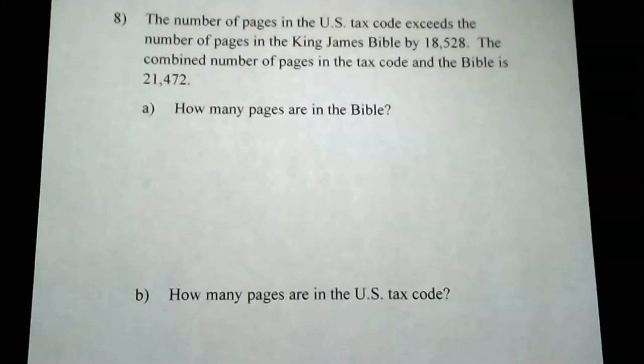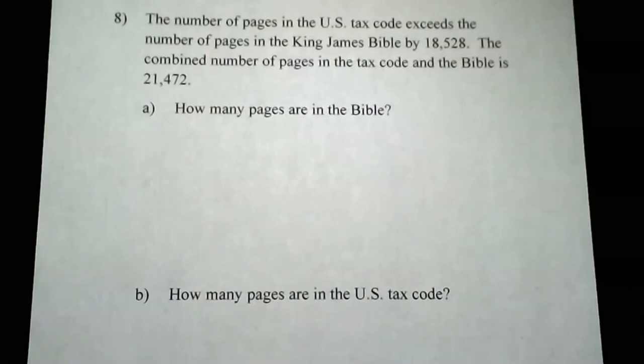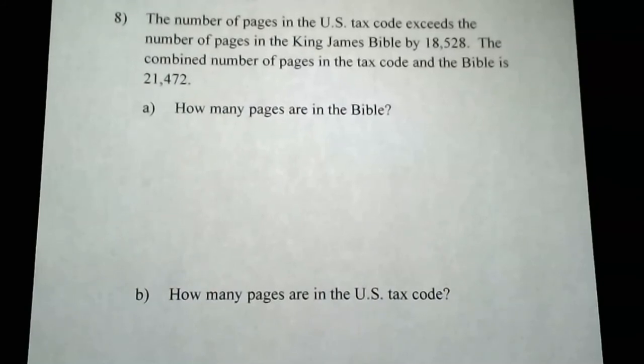All right, and for number 8, it says the number of pages in the U.S. tax code exceeds the number of pages in the King James Bible by 18,528. The combined number of pages in the tax code in the Bible is 21,472. How many pages are in the Bible? And how many pages are in the U.S. tax code? So we're back to trying to set up something for two different variables.